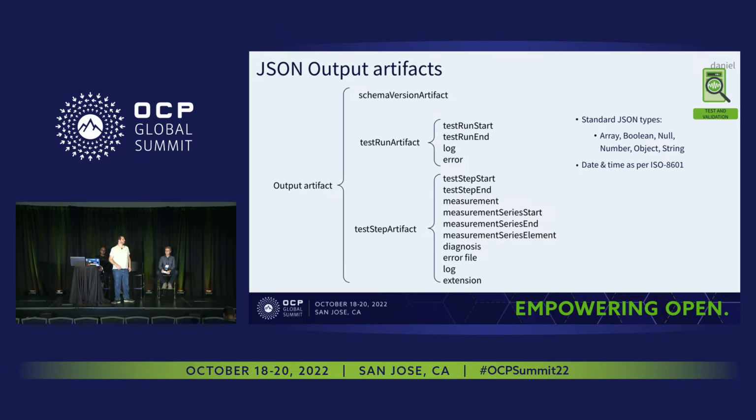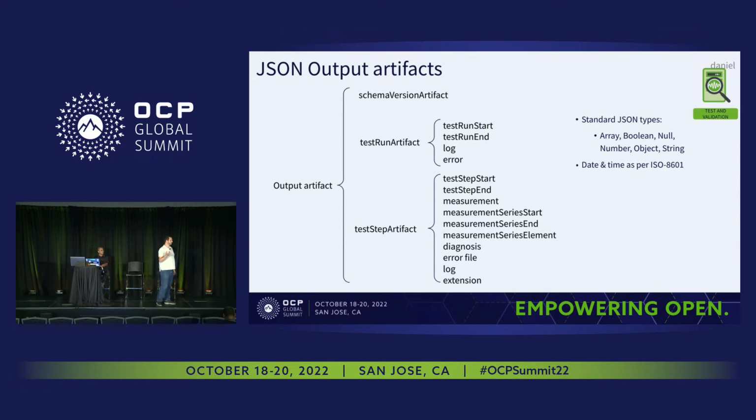So we keep referring to this output specification. What does this entail? What does it actually mean? Well, the whole output specification is pretty much contained within this slide. It's simple as that. The output is composed of different output artifacts, and each output artifact is one of three types. It's either a version, a test run artifact, or a test step artifact.